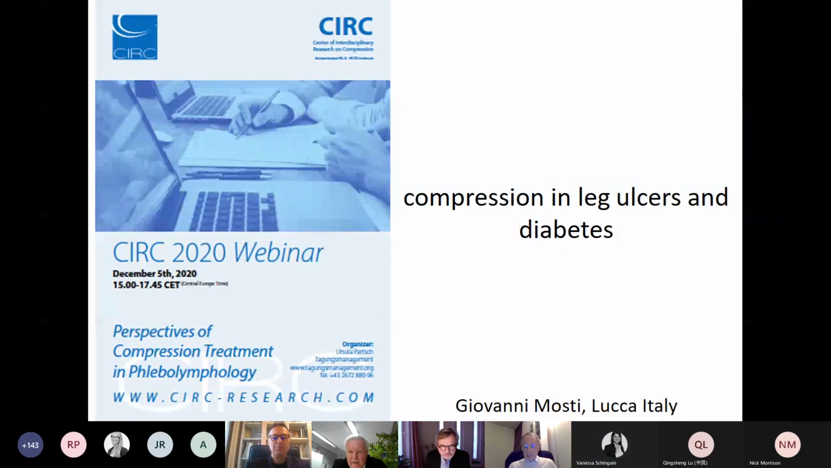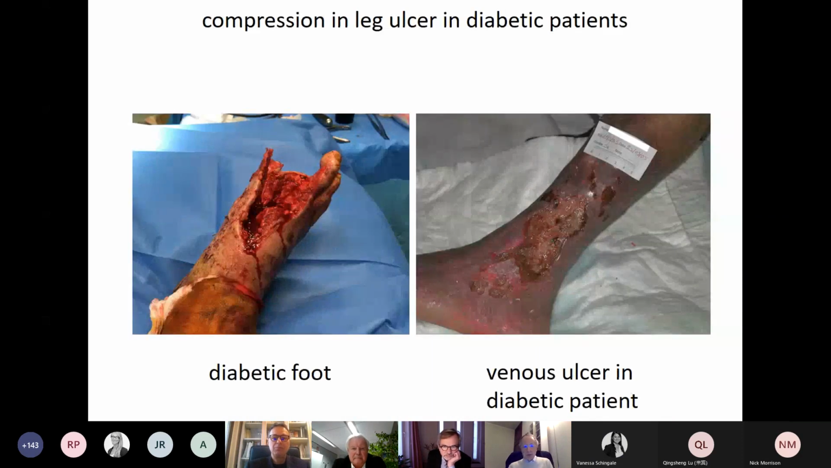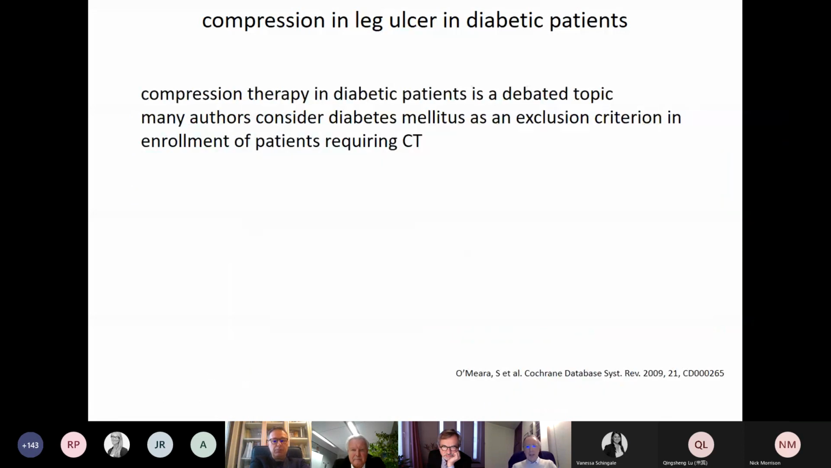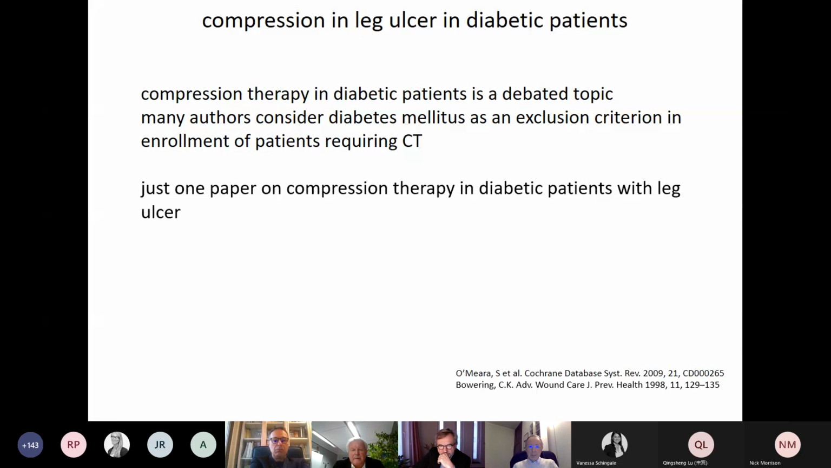Okay, perfect. So I do not have any conflict of interest for this presentation, and I want to start from here. I'm not speaking about diabetic foot. You see not a nice picture on the left side of the screen. I'm speaking about venous or mixed ulceration in patients with diabetes mellitus. And you certainly know that compression therapy is a very debated topic and is actually, as Erhardt said, a contraindication and an exclusion criteria in a lot of studies on compression.